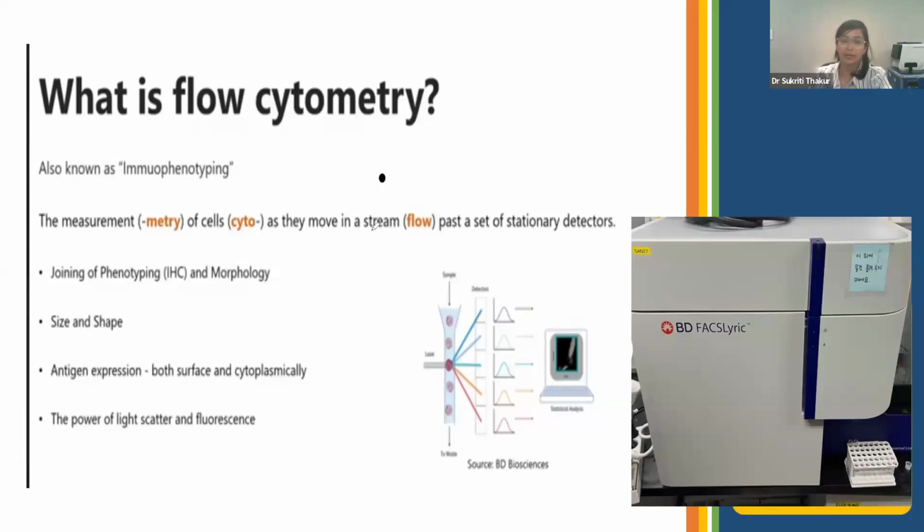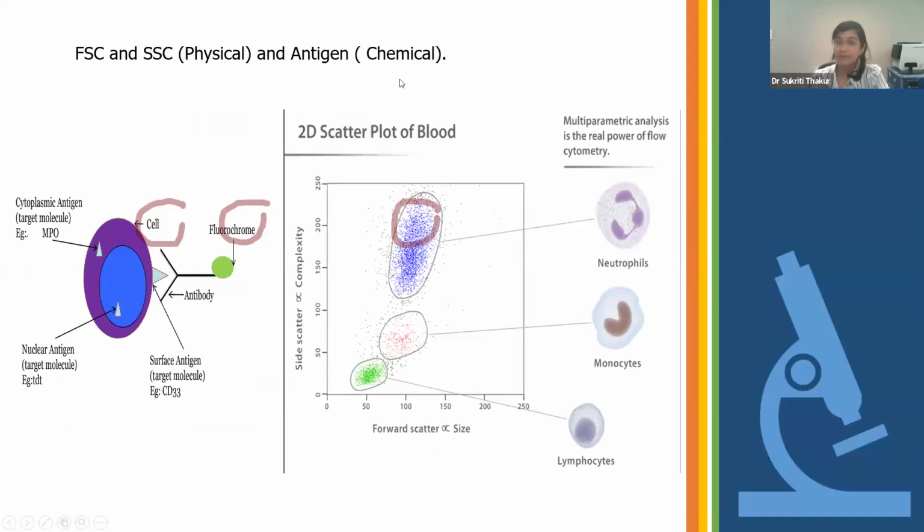So what is the term flow cytometry? Flow means streaming, cyto means a cell, and metry means measurement. I am measuring a cell as it passes through the fluidic system of the flow cytometer, and we identify a cell with the help of its properties. What are these properties? There are physical as well as chemical properties of a cell. The physical properties are the cell's size as well as its granularity.